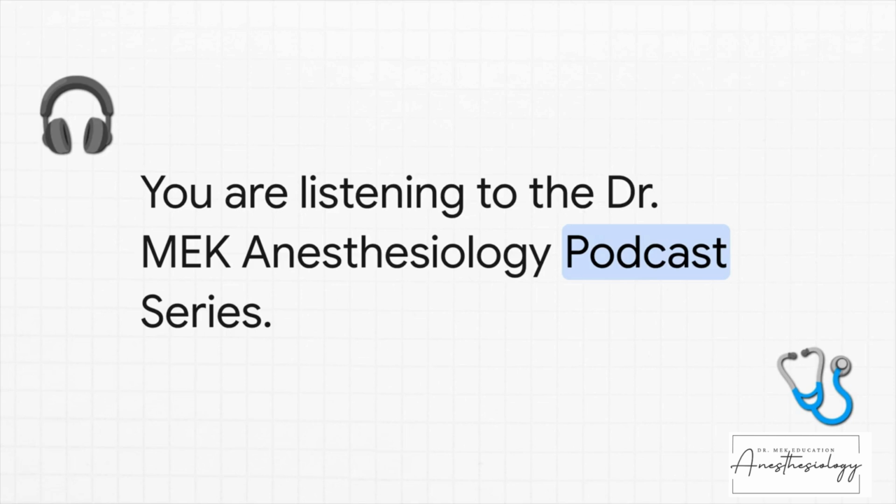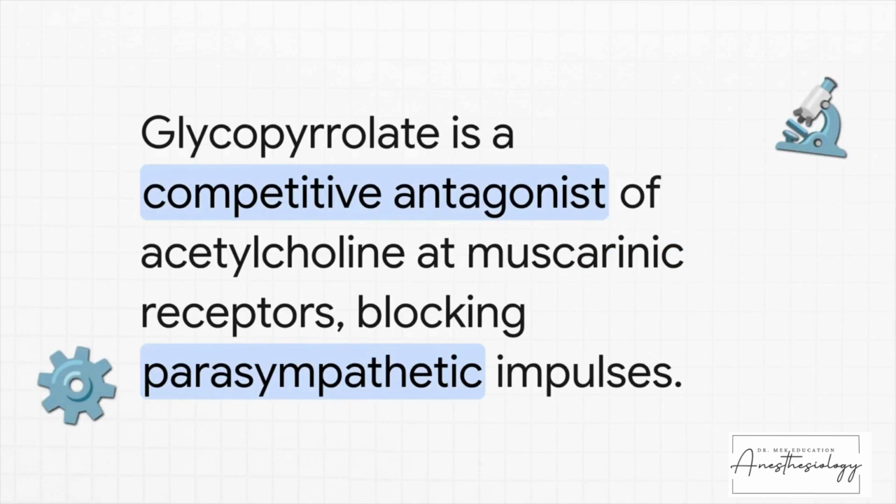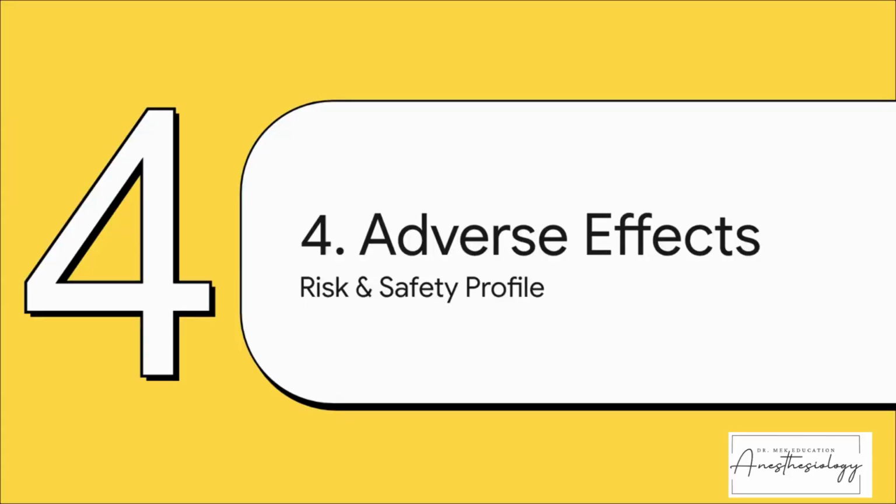The mechanism is very precise. Glycopyrrolate functions as a competitive antagonist of acetylcholine, but specifically at those peripheral muscarinic receptors. It physically blocks acetylcholine from binding, which in turn inhibits the downstream parasympathetic nerve impulses. Of course, with any drug we administer, understanding the risk profile is paramount. So let's now cover the known adverse effects and necessary precautions.